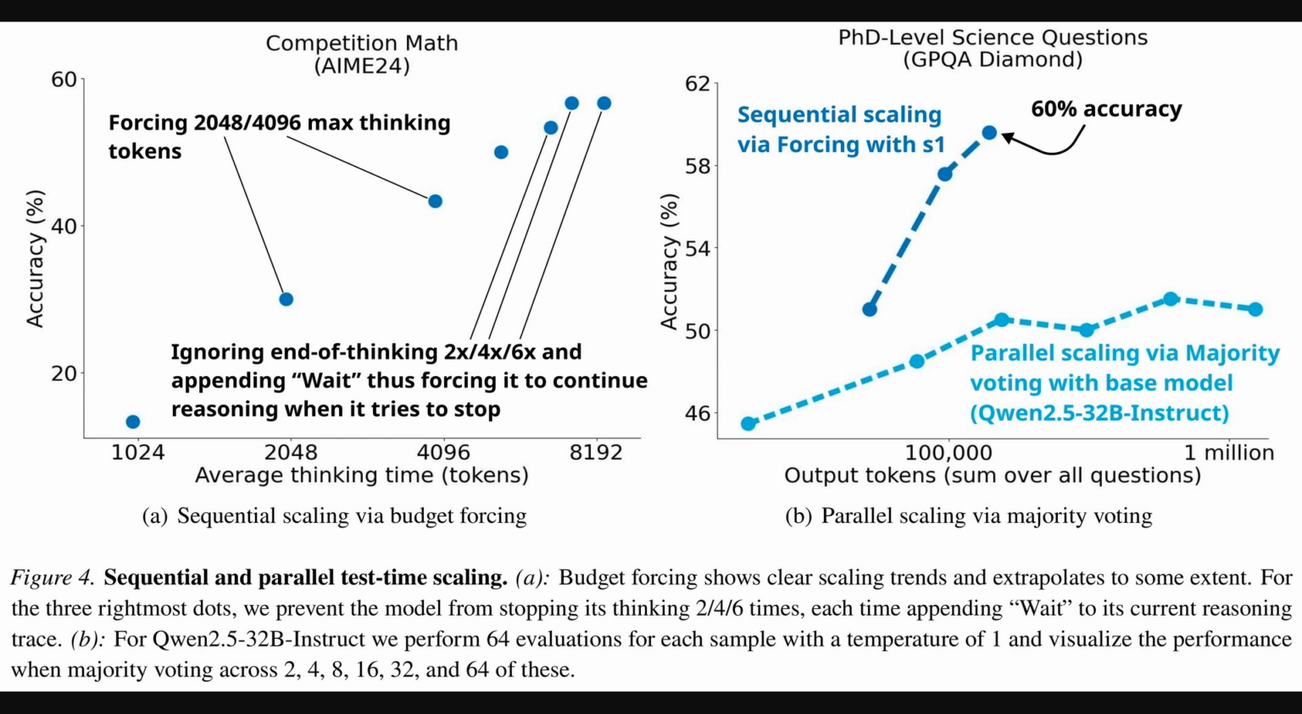Then, plot B on the right introduces a different strategy called parallel scaling, using a technique known as majority voting. With majority voting, the system gets the base model to generate multiple different reasoning attempts for each question, and then the final answer is chosen based on what appears most often. For these PhD-level science questions, you can see that sequential forcing with the S1 model still achieves a higher accuracy, around 60%, compared to this parallel majority voting approach with the base model.